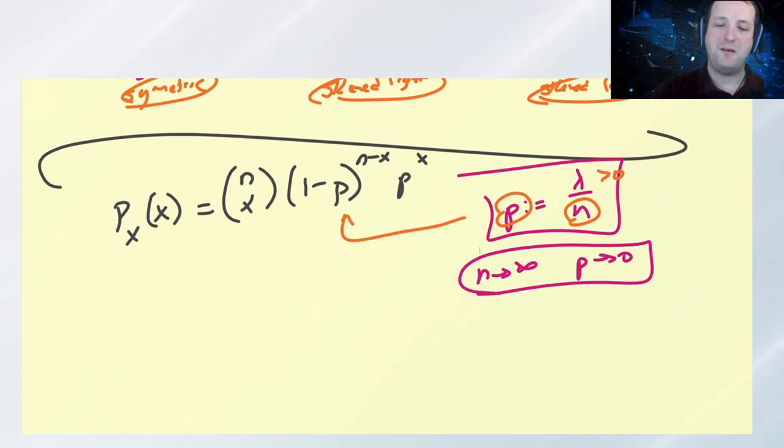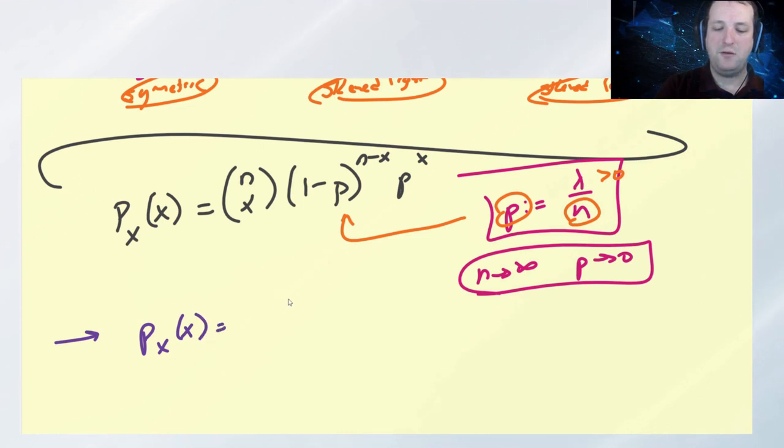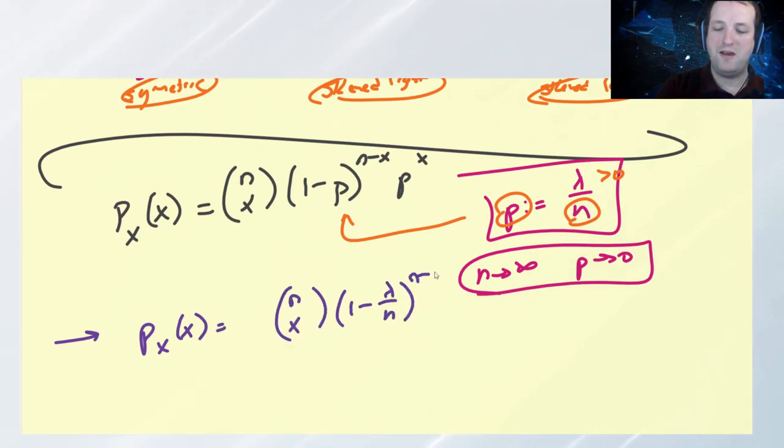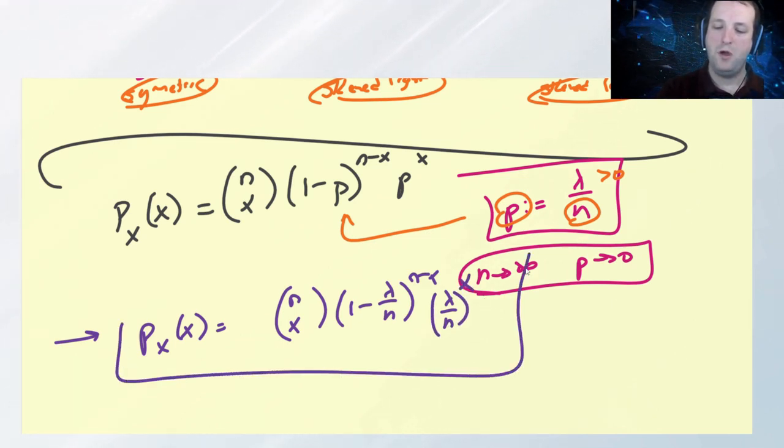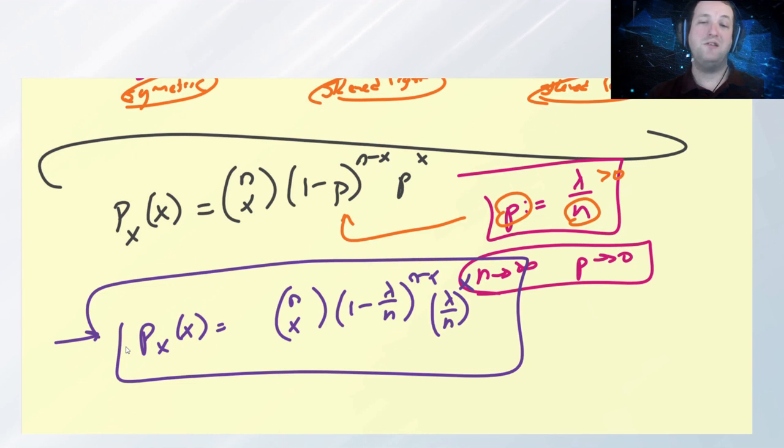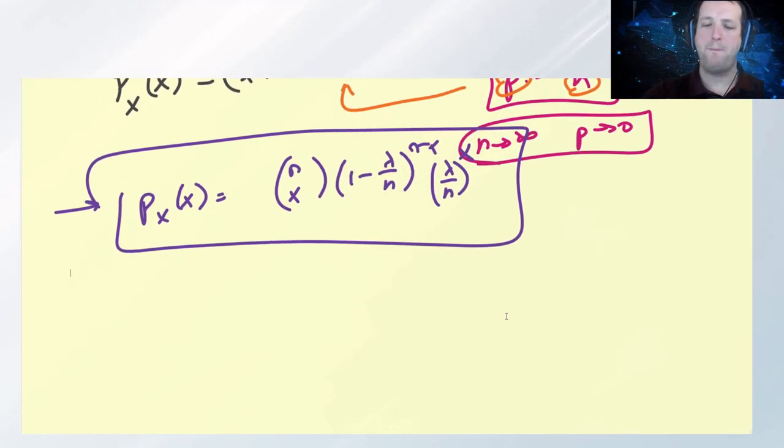So once I make the substitution, I'm going to have that p_X of x is equal to n choose x times (1 minus lambda over n) to the power of n minus x times (lambda over n) to the power of x. Right? So that is my distribution written in terms of lambda. Again, what is lambda? I'll discuss that momentarily.